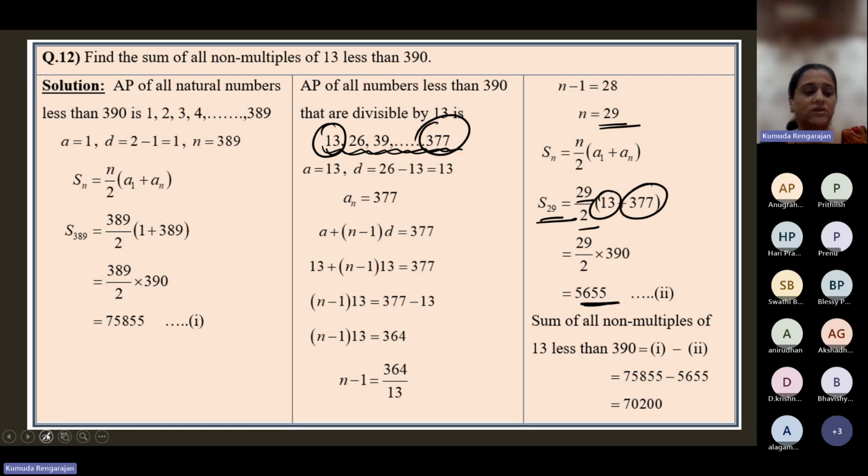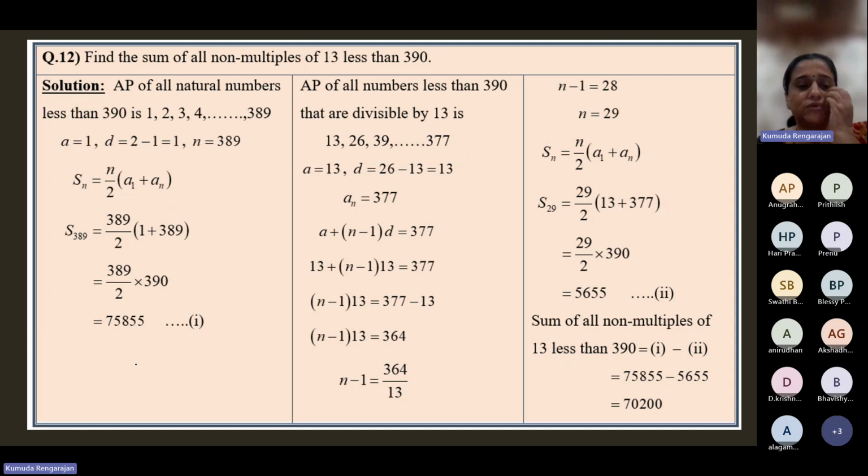The difference between this and this will give you the sum of all the non-multiples of 13 less than 390.